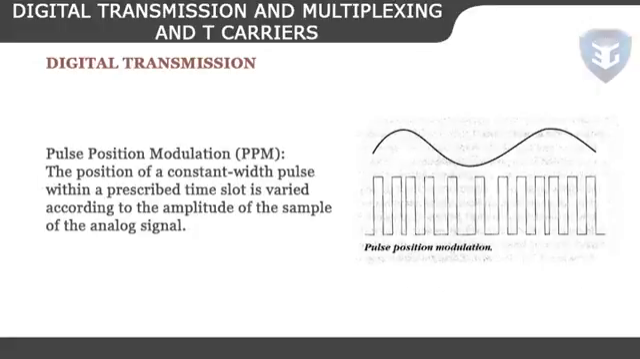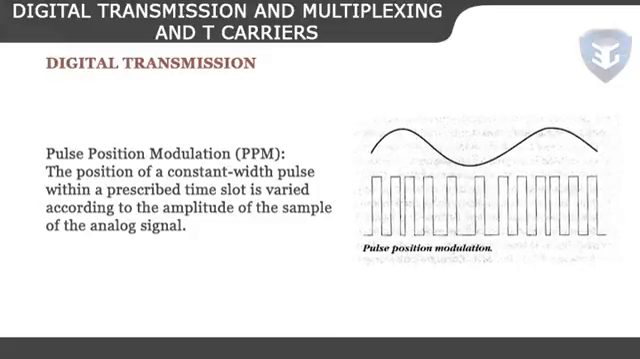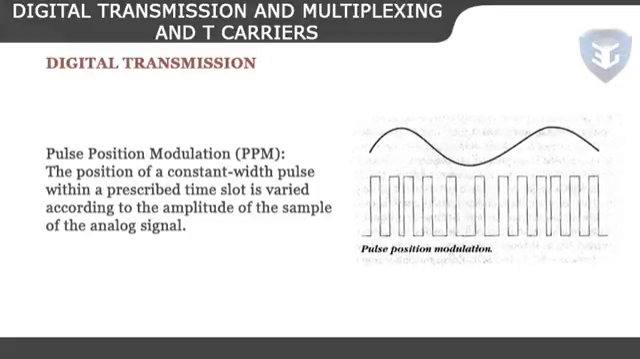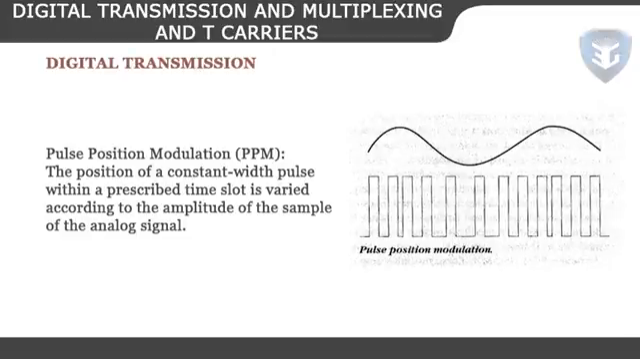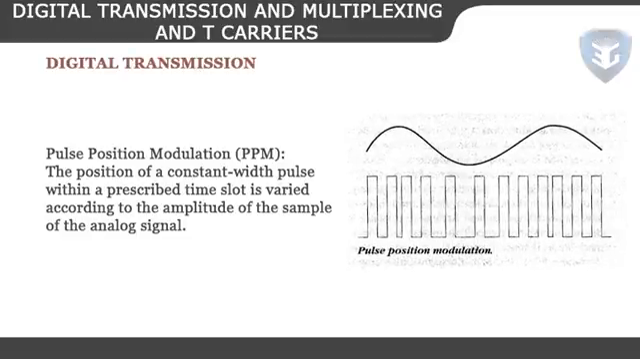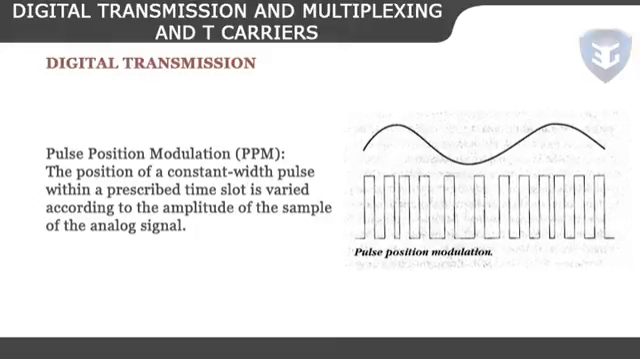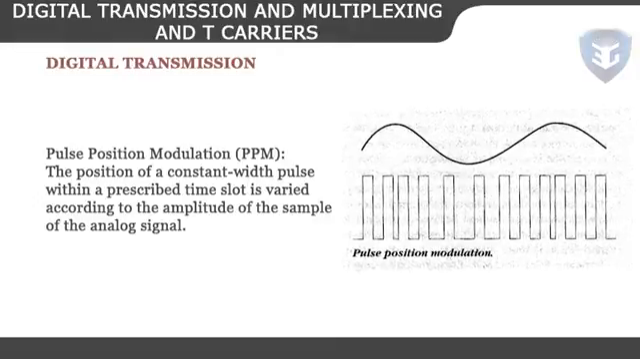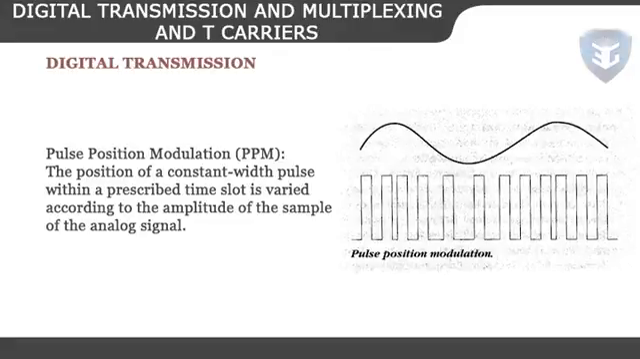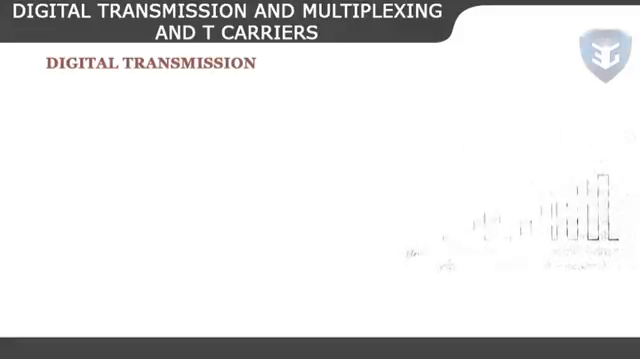Pulse position modulation, PPM. The position of a constant width pulse within a prescribed time slot is varied according to the amplitude of the sample of the analog signal. It is commonly used in communications over optic fibers, as multipath fading is minimal.